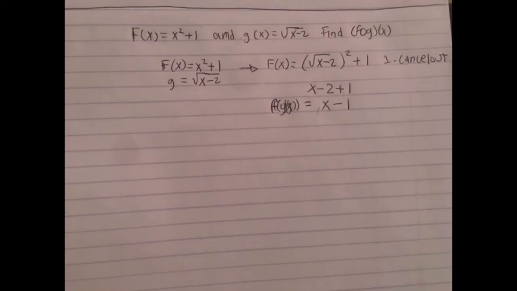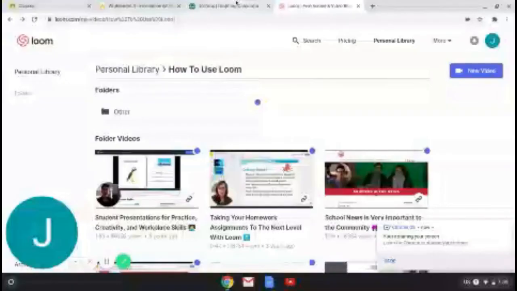So we have 2 composite functions, f of x equals x squared plus 1 and g of x equals square root of x minus 2, and we need to find f of g of x. So we're going to input g into f, which will come out as open parentheses square root of x minus 2 close parentheses squared plus 1. Cancel the square with the square root. You're left with x minus 2 plus 1. Then that will come out as x minus 1.